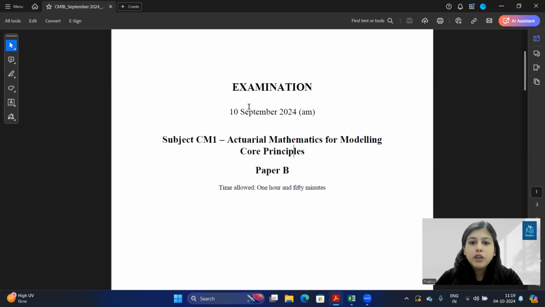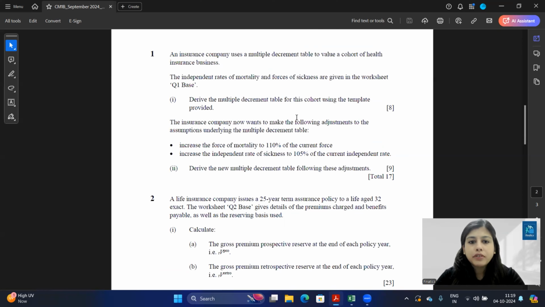Hello everyone. So in this video, we would be discussing CM1 Paper B September 2024 solutions. Let's start with question 1. An insurance company uses a multiple decrement table to value a cohort of health insurance business. The independent rates of mortality and force of sickness are given in the worksheet. Derive the multiple decrement table using the template provided. Let's see what is the sheet.